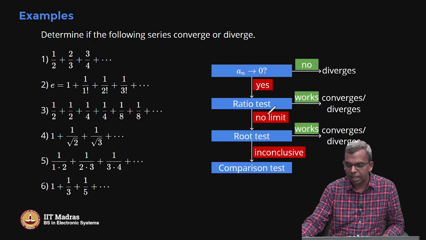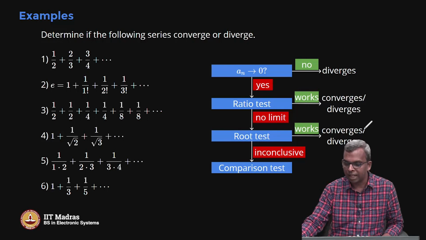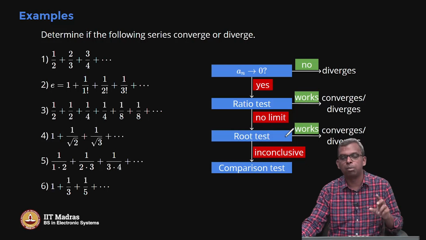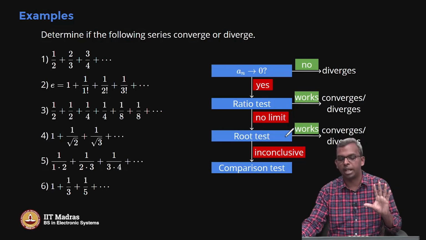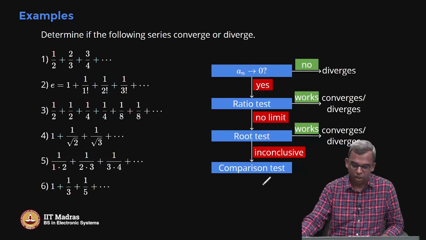In those kinds of cases, particularly if there is no limit, or if it is equal to 1, it's inconclusive. No limit is also an interesting case that can happen in the ratio test. When there is no limit or it is inconclusive, you try the root test. The root test may work, and if it works, again, it's great. What is the root test? You take mod a_n to the power 1 by n, the nth root of mod a_n. If that has a limit and that limit is less than 1 or greater than 1, that's great. If that also is inconclusive, then you're in a bit of trouble.